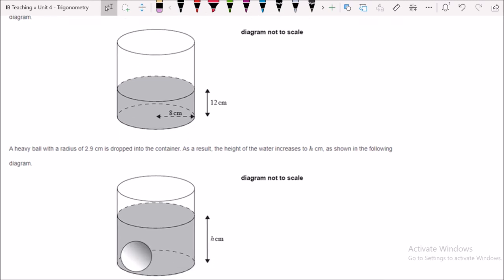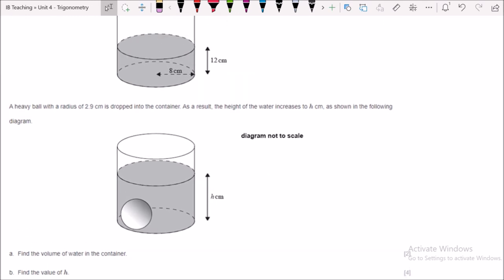Then, a heavy ball with a radius of 2.9 centimeters is dropped into the container. As a result, the height of the water increases to 8 centimeters. Guys, if you're not sure what's going on here, it's the same thing. If you take a glass of water, you throw an ice cube or two in it, the water level comes up. If you throw in too many ice cubes, it'll overflow. That's exactly what's happening here. It's just that it's not ice, it's a ball, which makes it easier because the ball presumably is not melting.